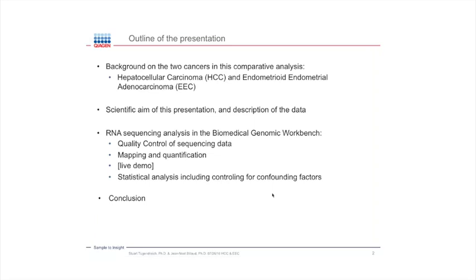The aim of the presentation is to explain what the cancers are and describe where the data is coming from. And then I'll take you through some analysis in the Biomedical Genomics Workbench, which will be focusing mainly on quality control of the sequencing data, how to do the mapping and the quantification, and then how to do the statistical analysis to compare these two cancers whilst controlling for confounding factors.